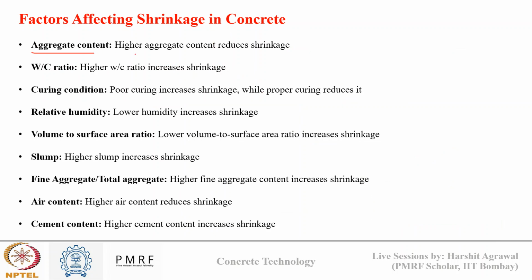So if I increase the aggregate content, I will reduce the shrinkage. Why? Because aggregates are the rigid part of concrete. They are stiffer in nature. So if I increase the aggregate content, I will reduce the cement paste content, so I will reduce the shrinkage. W by C ratio: as W by C ratio increases, the moisture inside concrete will increase, so evaporation of moisture will increase. Okay, so shrinkage will increase.